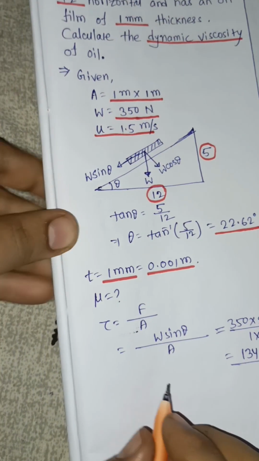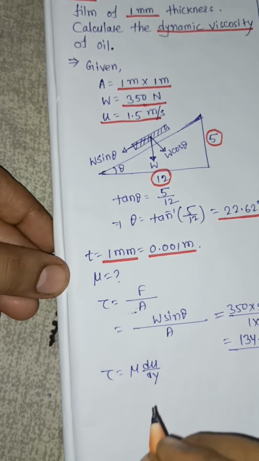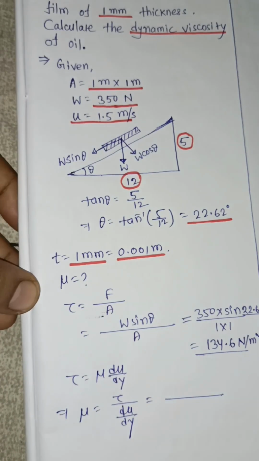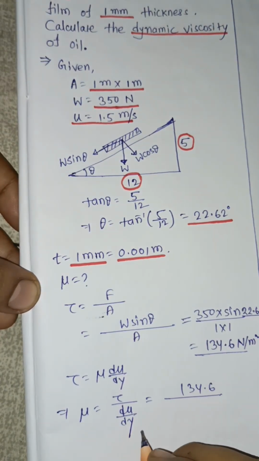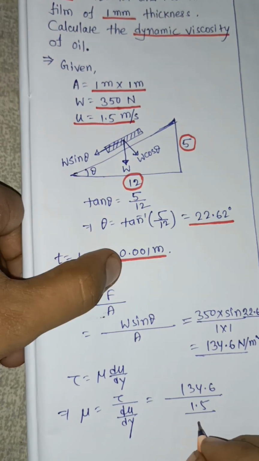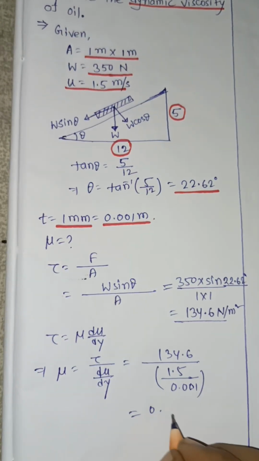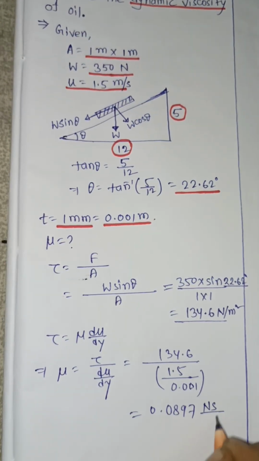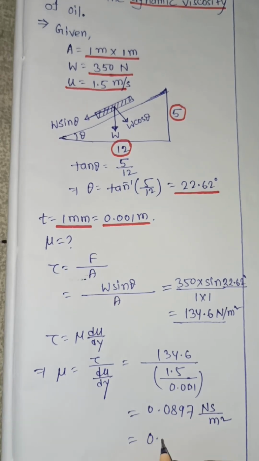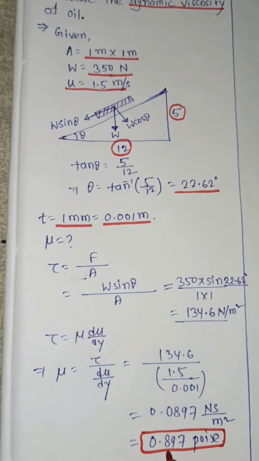Now if you want to calculate the viscosity, from Newton's law of viscosity we know that tau is equal to mu du by dy. So from here mu is equal to tau upon du by dy. What is the value of tau, that is 134.6, and what is the value of du by dy? The value of du is 1.5, this is given in this question, and the value of dy, that is the thickness, is 0.001. So if you calculate, this value will be 0.0897 Newton second per meter square, and if you want to calculate in poise, you multiply it by 10, so 0.897 poise. So the answer will be 0.897 poise.